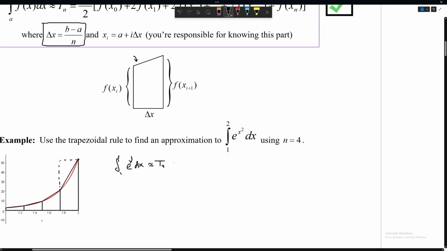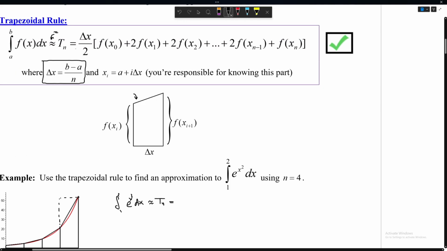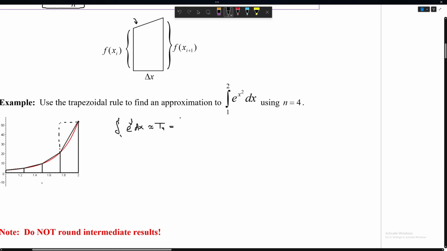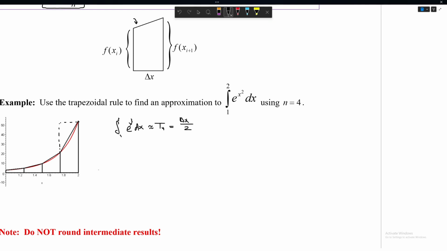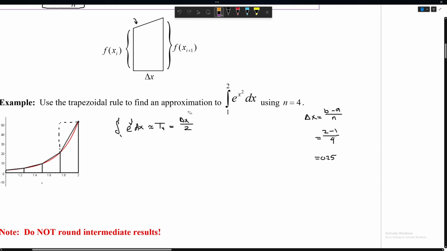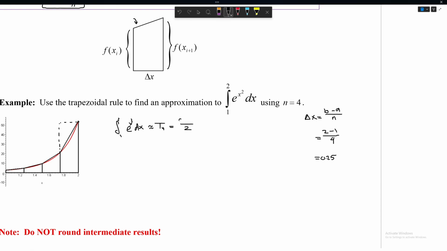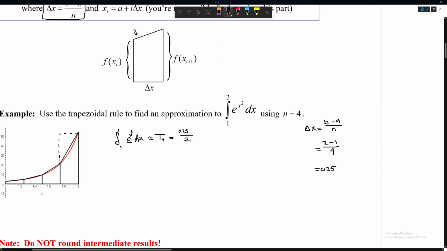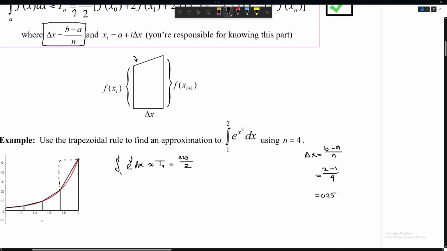Now you see the second one is an equal, and we have a delta x. What is my delta x? The change in x is your bounds. So we said the change in x is b minus a over n. And so this is 2 minus 1 over 4, which equals 0.25. And if I might rewrite this, this would be 0.25.